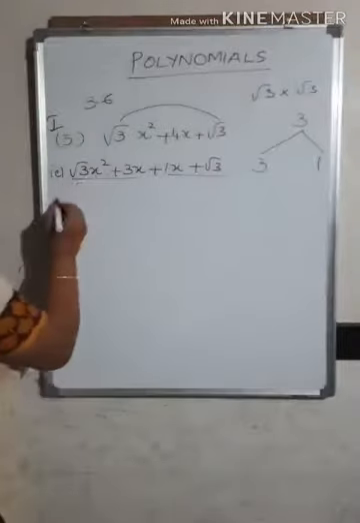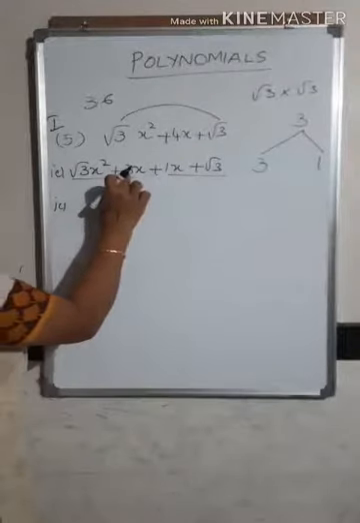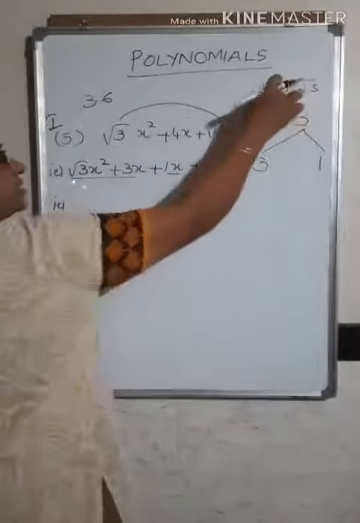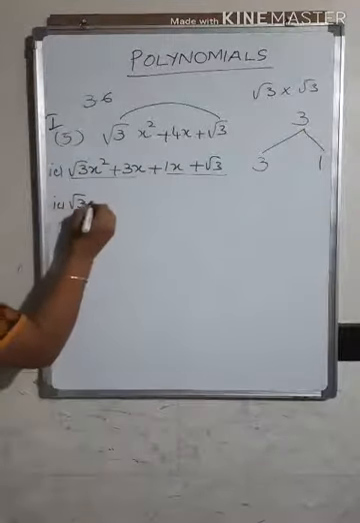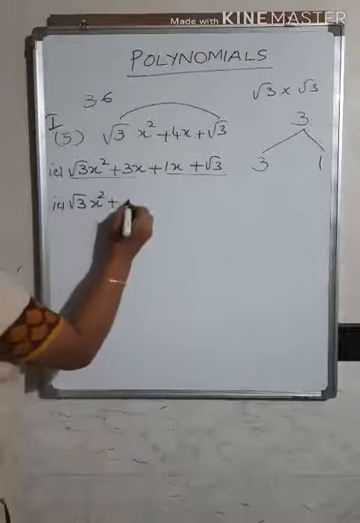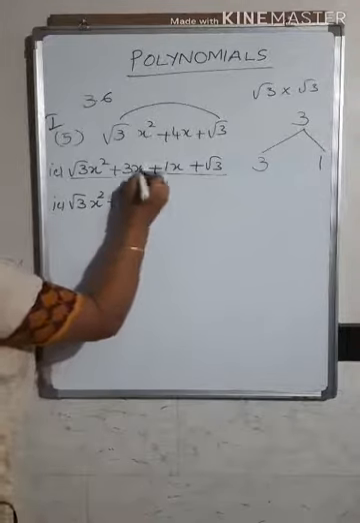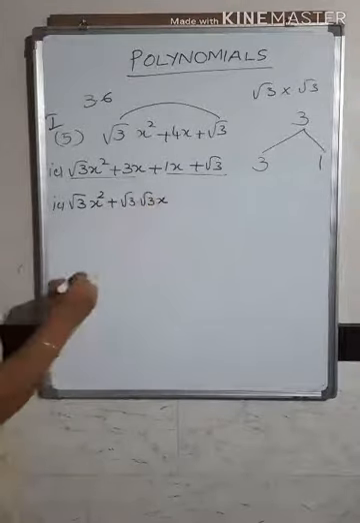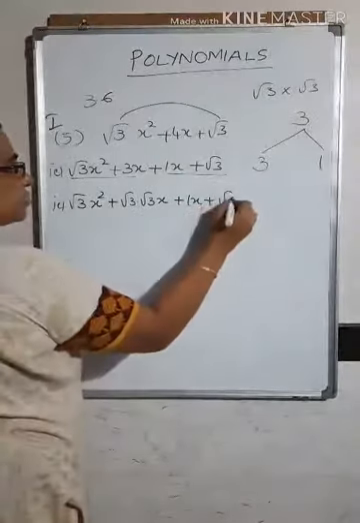Now here as it is, you cannot take out anything as a common factor. So this 3, again write it back in terms of root 3 into root 3. So you can write the first term as it is. The second term, in place of 3, write it as root 3 into root 3, and this x write it as it is. Then all the remaining terms you write as it is, 1x plus root 3.